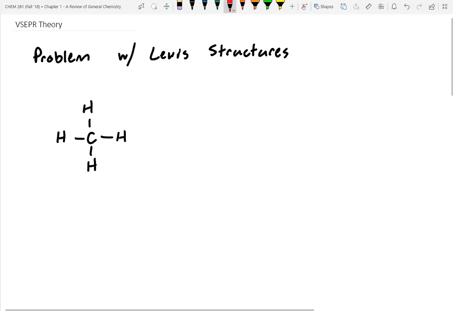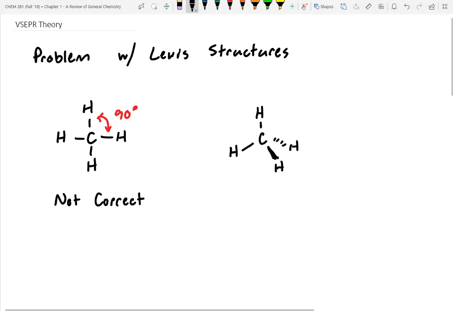If I were to look at this molecule, I would say this bond angle looks to me to be about 90 degrees. However, we know experimentally that is not correct. Does anybody know what the correct angle is? Yeah, 109.5, give or take. And a better way of drawing it is more like this, where you draw one of the legs as a wedge and the other one as a dash. The wedge means that it's coming out towards you. The dash means it's going into the page.